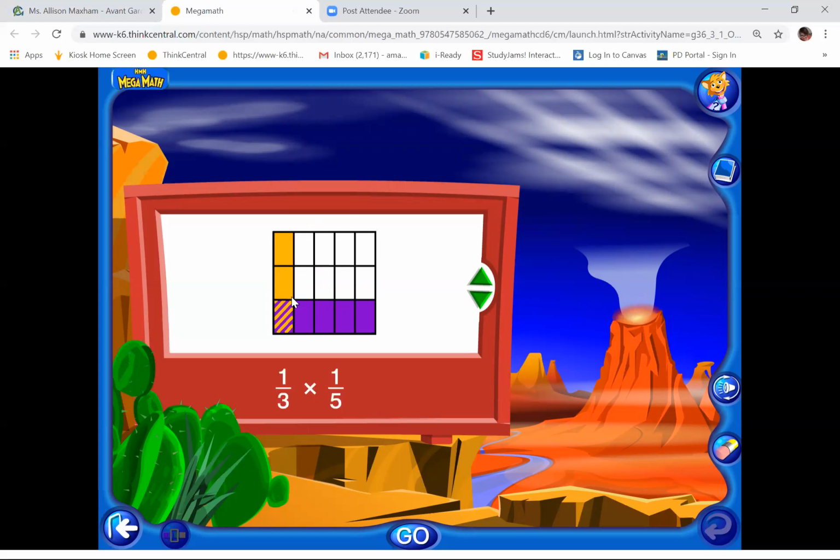Now what they're showing you is 1/5 times 1/3 is this little piece right there. And what is that little piece? Well, how many altogether? 1, 2, 3, 4, 5, 10, 15. It's going to be 1/15. And they're showing you this model, even though we know 1 times 1 is 1 and 3 times 5 is 15. Because sometimes the models are actually more challenging than the algorithms. Terrific.